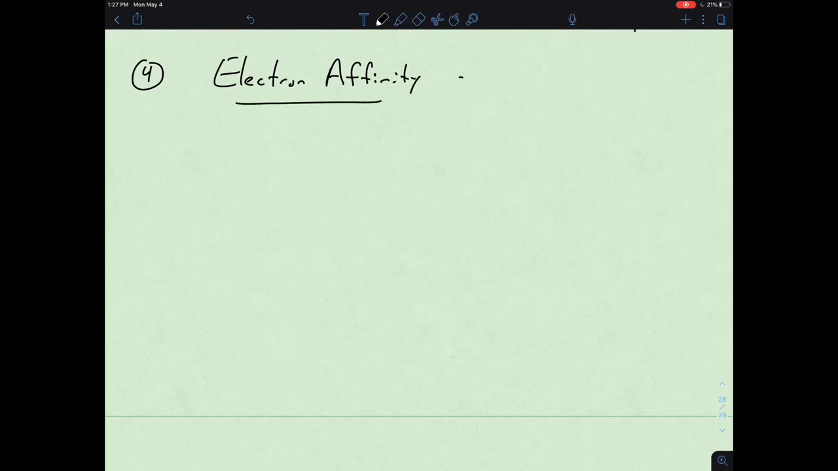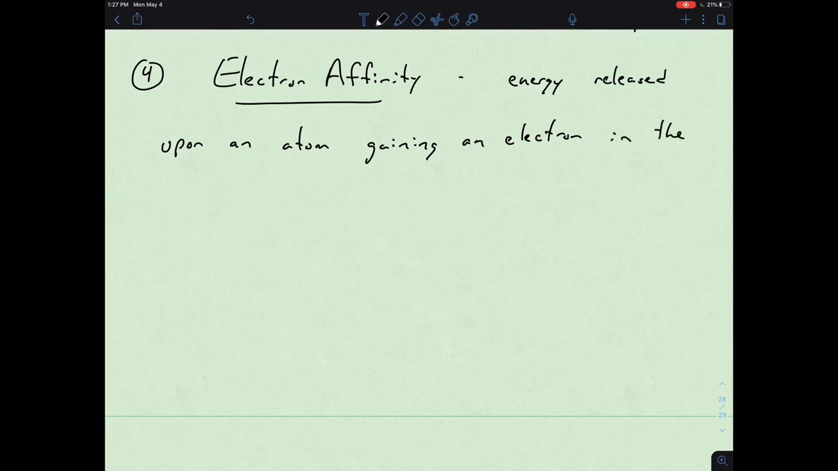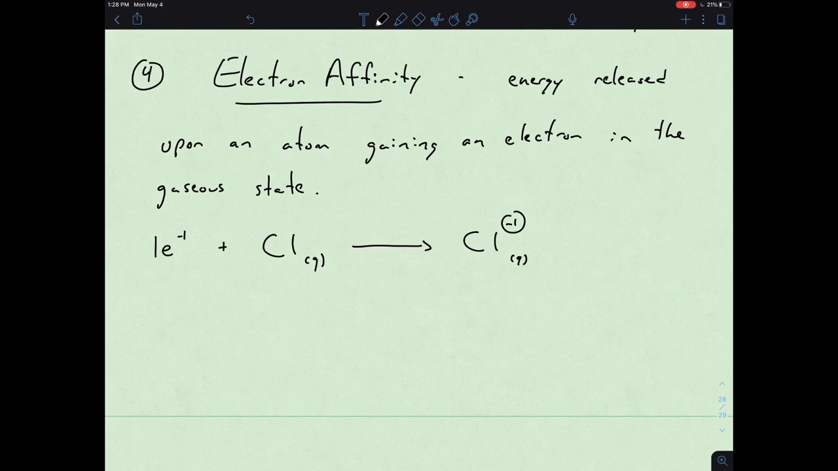The next tidbit that we need to get into is electron affinity. And electron affinity is basically the energy released upon an atom gaining an electron in the gaseous state. So we could look at chlorine turning into chloride. And so it would have to accept one electron in order to do that.